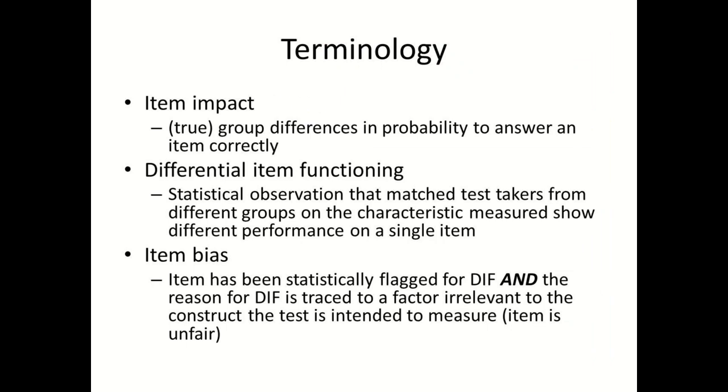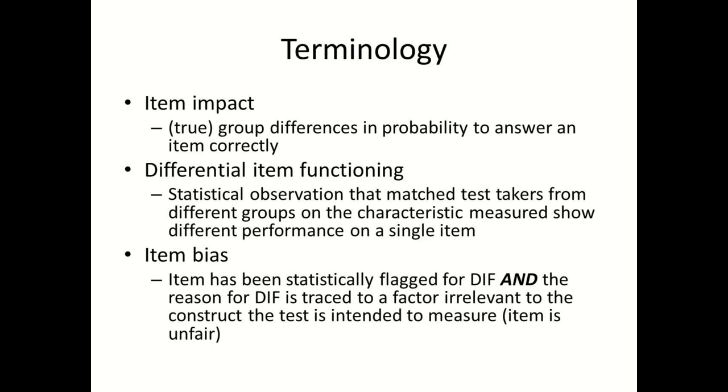We need to talk a little bit about terminology. I will throw around a lot of big terms in the next couple of minutes. One term that I will use is item impact. That essentially implies, is there a real group difference in the probability to answer an item correctly? And that is different from differential item functioning. That is basically a statistical observation that matched test takers, so people with the same ability from different groups, show a different performance on a single item.